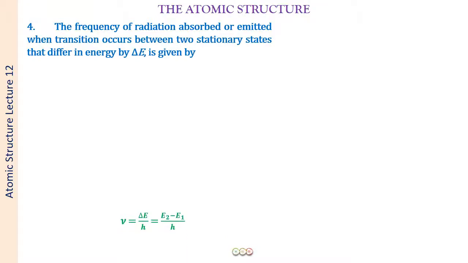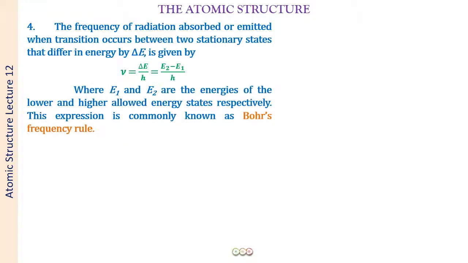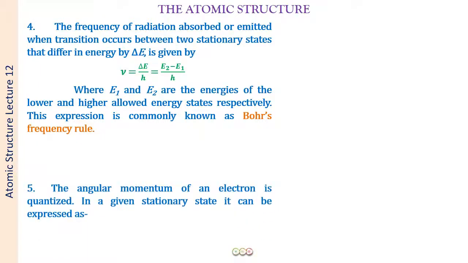And this is given by nu is equal to delta E by h, and delta E is E2 minus E1, where E1 and E2 are the energies of the lower and the higher allowed energy states respectively. And this expression is commonly known as Bohr's frequency rule.